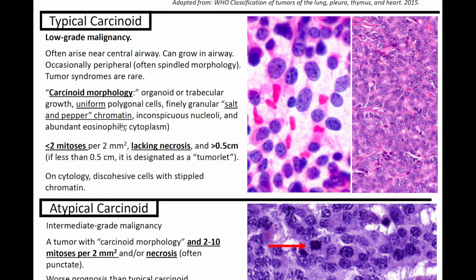So atypical carcinoid, as the name would suggest, is slightly more atypical than the typical one. It's an intermediate grade malignancy and a tumor with carcinoid morphology and 2 to 10 mitoses per 2 millimeters squared, and/or necrosis, often punctate. And this is, as you would expect, more mitoses, a higher proliferation rate, and a worse prognosis for the patient.